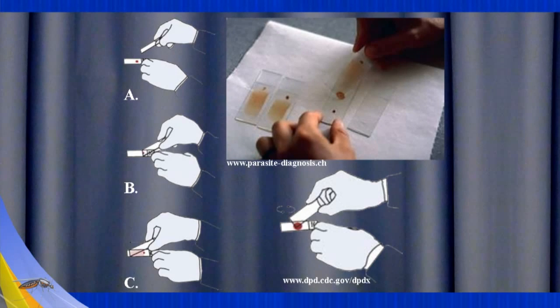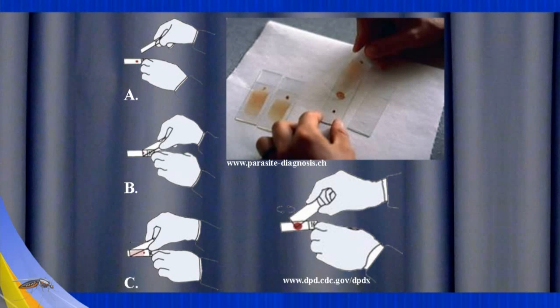A. Bring a clean spreader slide, held at a 45-degree angle toward the drop of blood on the specimen slide. B. Wait until the blood spreads along the entire width of the spreader slide. C. While holding the spreader slide at the same angle, push it forward rapidly and smoothly.